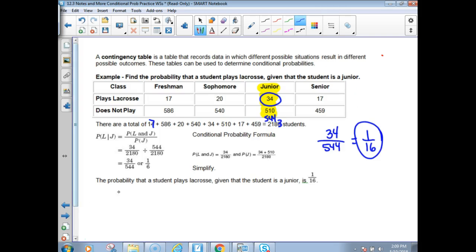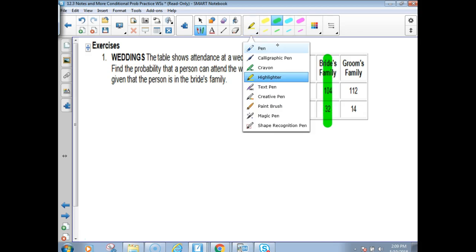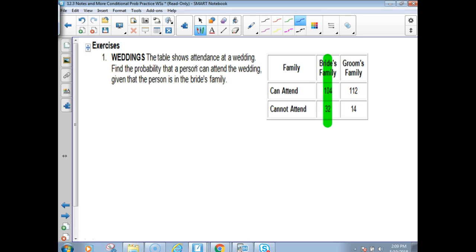All right, exercise. Try some other charts. That was the only one we did on that chart. The table shows attendance at a wedding. Find the probability that a person can attend the wedding given that the person's in the bride's family. So we need to pay attention to only people in the bride's family for this question. Then it asks what's the probability that a person can attend, so we look at the can attend and circle that. But how many people are in the bride's family? 136.